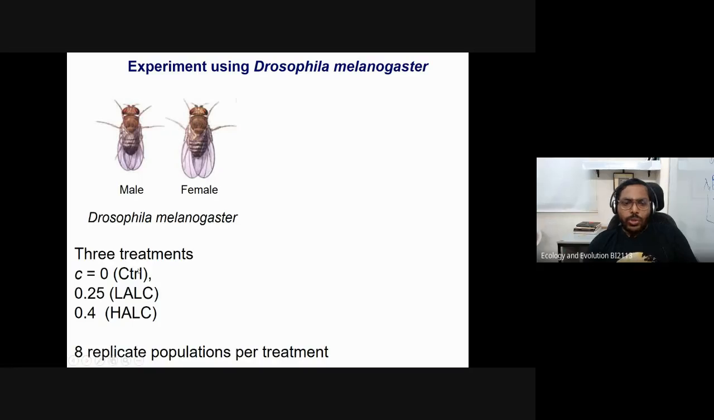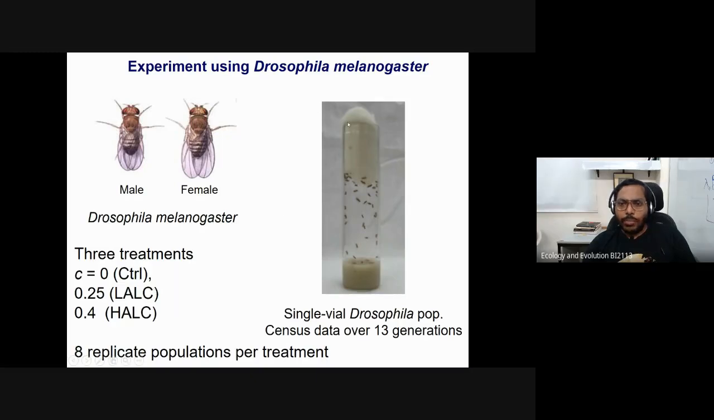So what we did was we took 3 treatments: C equal to 0, which is the control; C equal to 0.25, which we call low ALC; and C equal to 0.4, which we call high ALC. What C equal to 0.25 means is that if the population size in a given generation is less than 25% of the population size of the previous generation, then we'll bring it up to 25% of the previous. But if it is higher, then we will not touch it. Similarly for 40%.